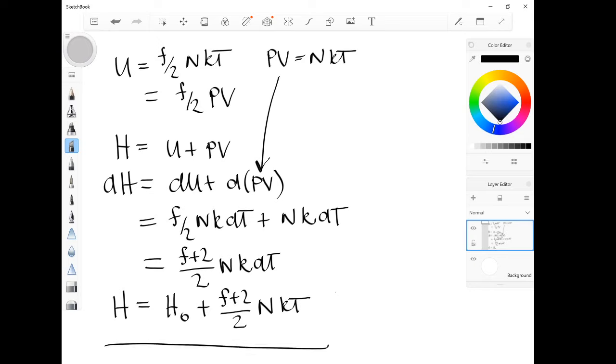Is everyone happy with that so far? This is also equal to the specific heat at constant pressure. Anyone want me to go through anything in particular there? If not, I'll just move on. Cool.